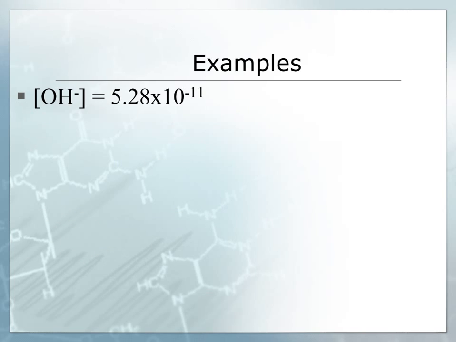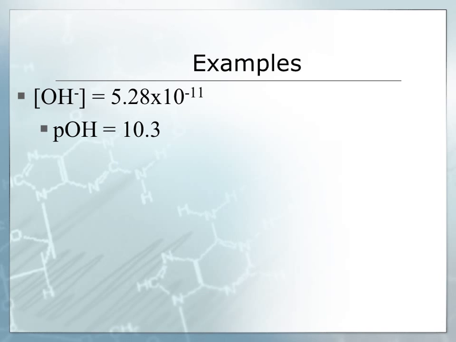If we have a hydroxide ion concentration of 5.28 times 10 to the negative 11th, again we take the negative log, and we would expect a pOH value close to that power of 10. Here we get 10.3. Now remember that on the pH scale, values less than 7 mean an acid and greater than 7 mean a base. That's going to be reversed if you're talking pOH.